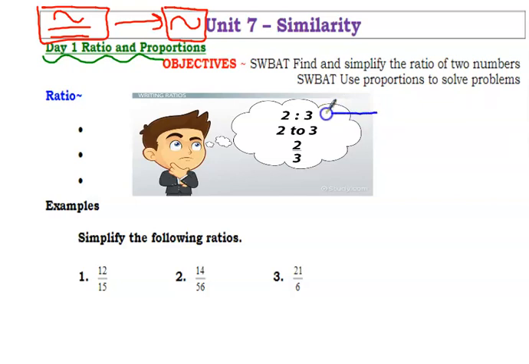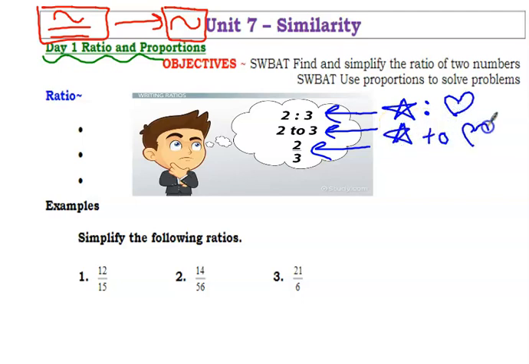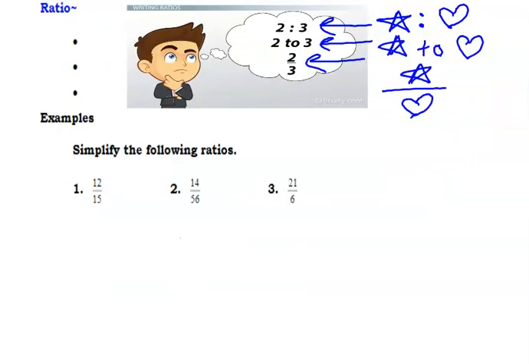So a ratio, there's 3 ways to write it. 2 to 3 with the colon, 2 to 3 writing it, or 2 over 3, which is a fraction. That's what we'll use most of the time. You can also write star, colon, heart, or star to heart, or star over heart. Okay, so the different ways. So let's simplify the following ratios.